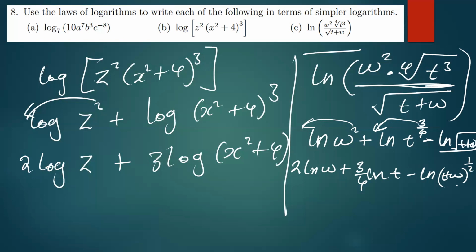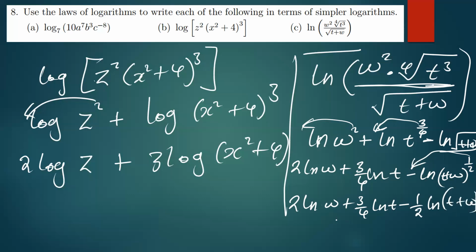So the next thing that we do here is we can drop down the half so that we have 2 ln omega. Then we have plus 3 over 4 ln t. Then when this half drops down, we have minus half ln (t plus omega). So I think this is also the simplest way we can write this expression.